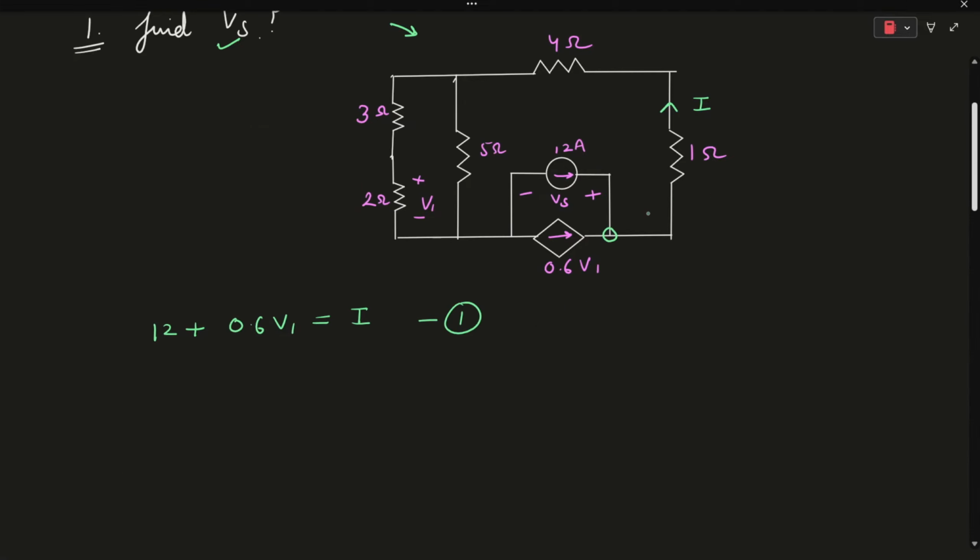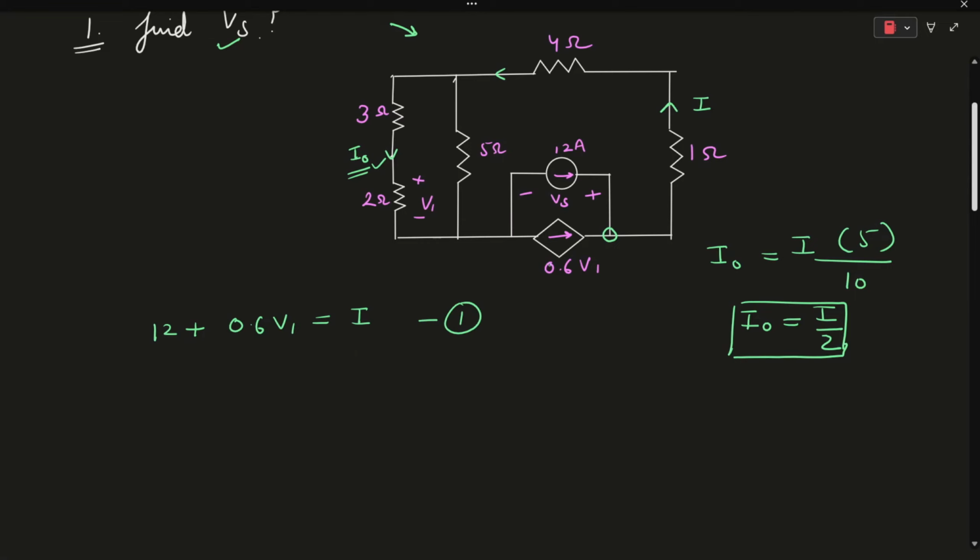Also, by applying the current division principle, we can find the value of the current I naught. So I naught will be equal to the total current I into 5 divided by the total resistance, which is 2 plus 3 plus 5, which is 10 ohms. So I naught is equal to I by 2.